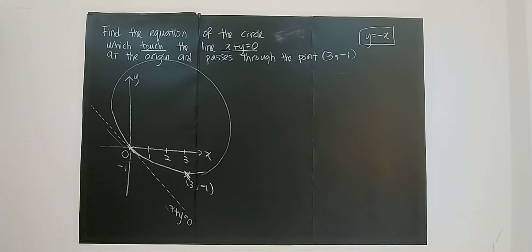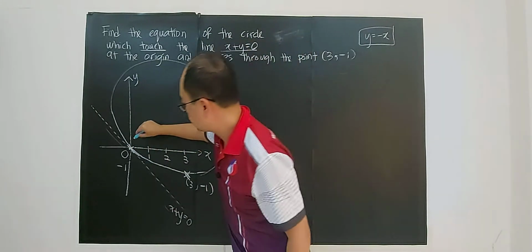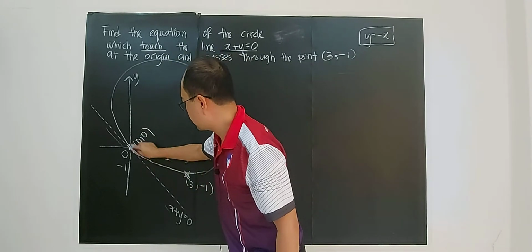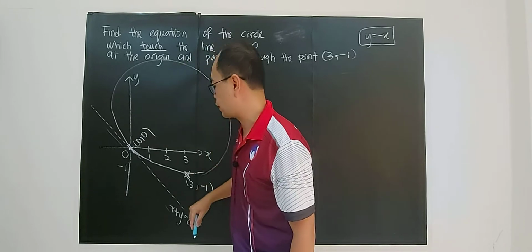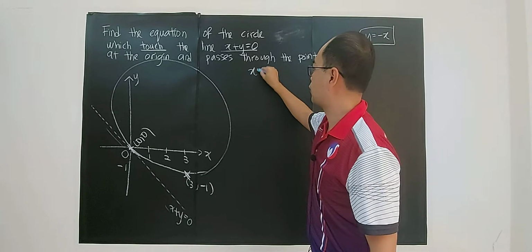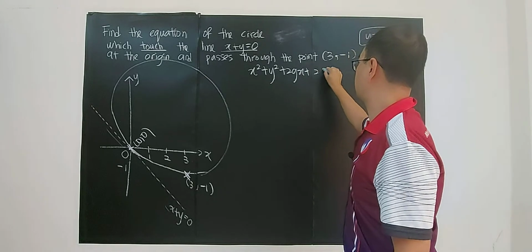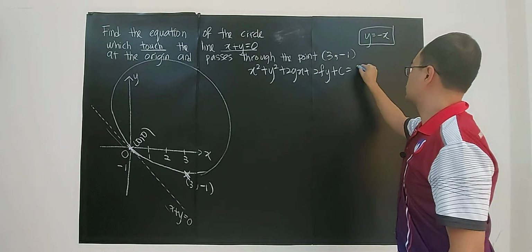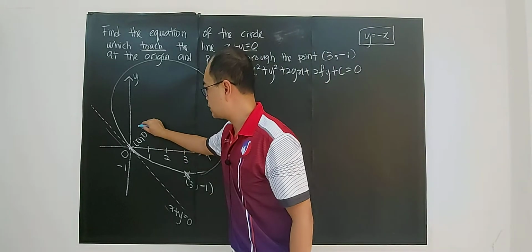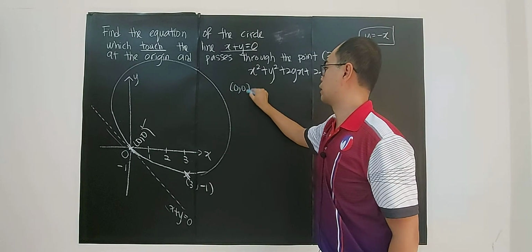The first thing we see is that this circle also passes through the origin. Even though the circle touches the line at this point, it means it also passes through (0, 0), and it also passes through (3, -1). From my first point of view, I will try using the general equation, so that I can find the values of g, f, and c. First, I use the information that it passes through (0, 0).